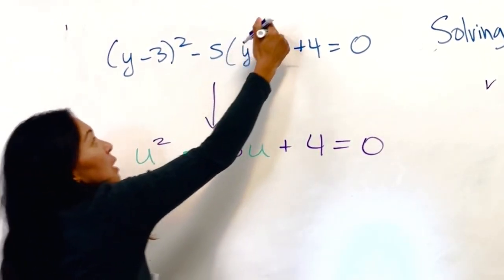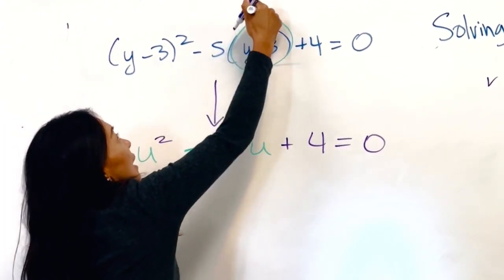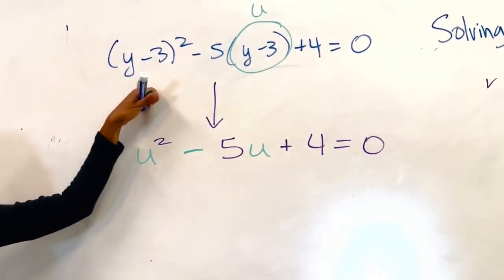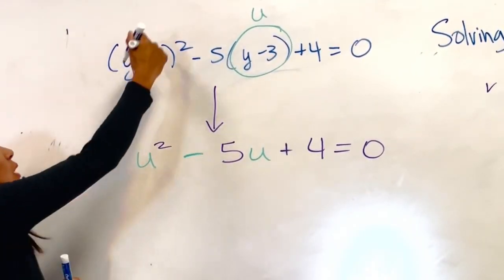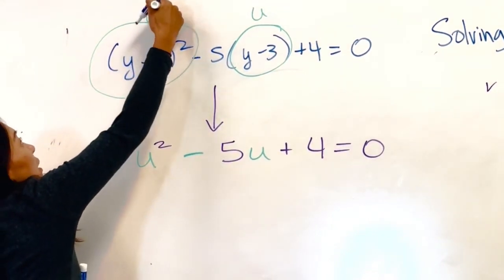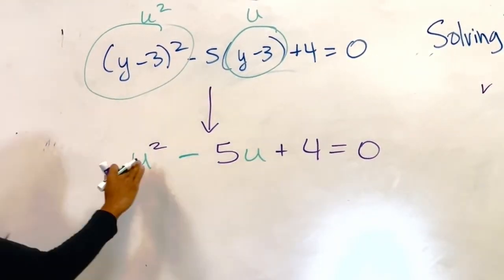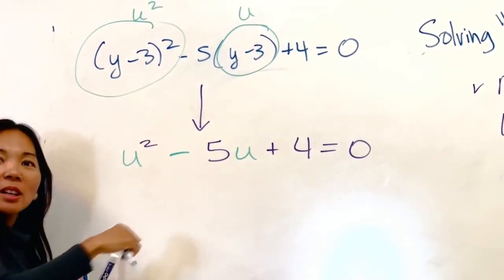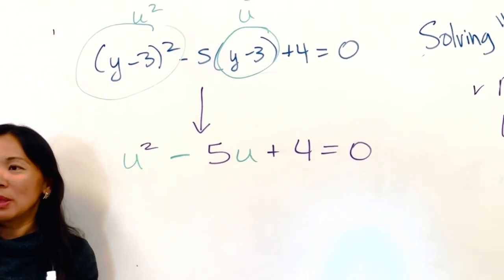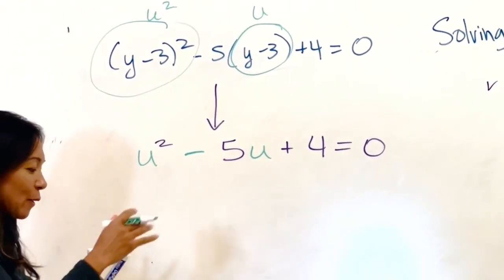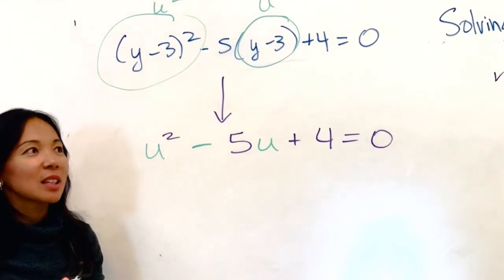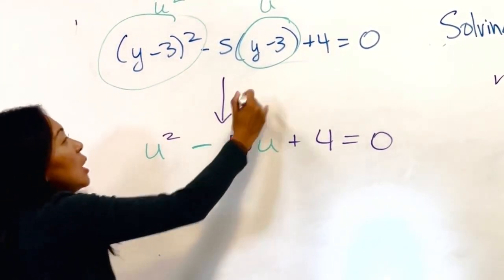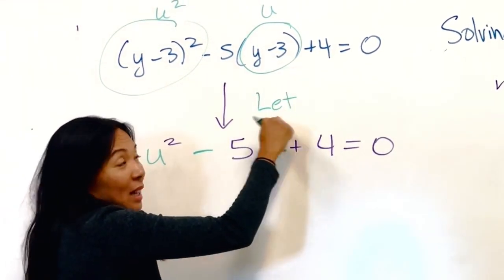So I basically took the y minus 3 here and made that a u. And then since that's u, this is u being squared. So this whole thing becomes u squared minus 5u plus 4. To go from here to here, I need to identify what the costume is. And you have to write this down. I taught my earlier classes and I kept forgetting to write this step down and it bit them in the back later. So the word let is very important.